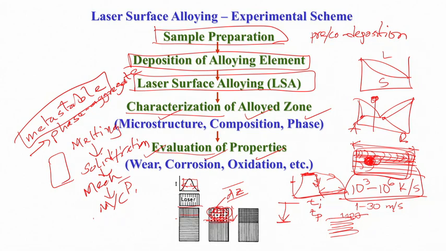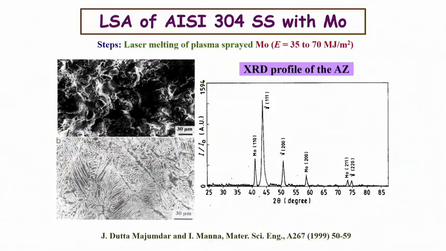So you can create a new phase aggregate and a new microstructure not possible through the equilibrium processing route by way of this laser surface alloying. So this alloyed zone will create a very different phase aggregate and can give you certain advantages which are otherwise not possible. So now let me take just 3 specific examples.